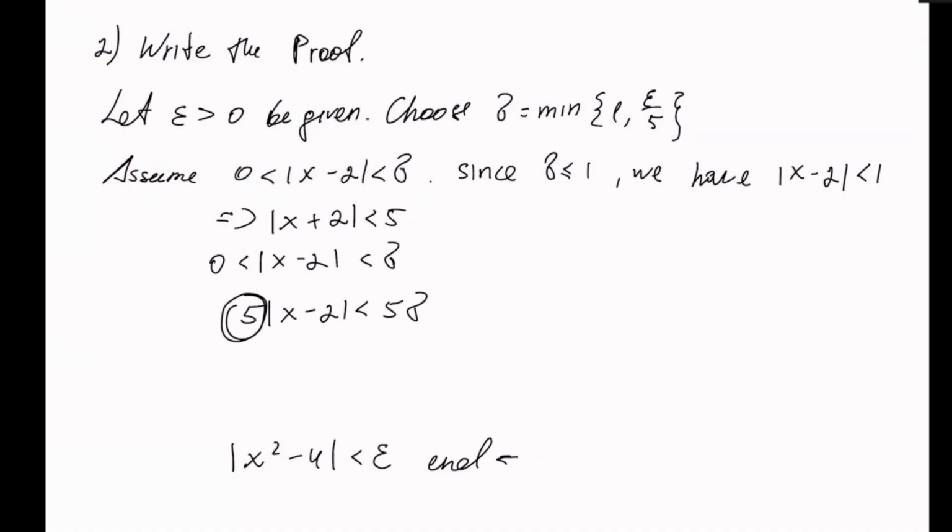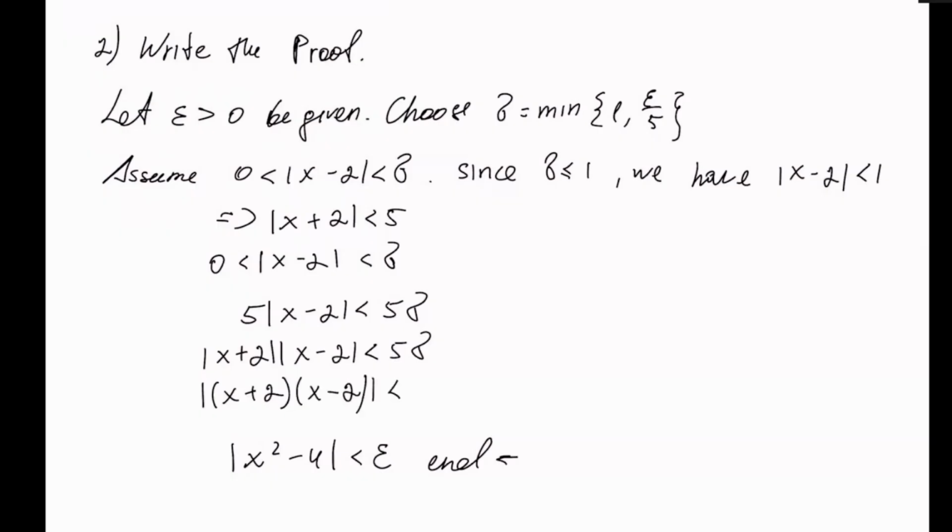And now we said that 5 is the upper bound for x plus 2, so we can simply substitute it. We have absolute value of x plus 2 times absolute value of x minus 2 less than 5 delta. Now we can put them under one absolute value. We also chose our delta to be the minimum between 1 and epsilon over 5, so I will substitute this delta with epsilon over 5 and I get 5 times epsilon over 5.